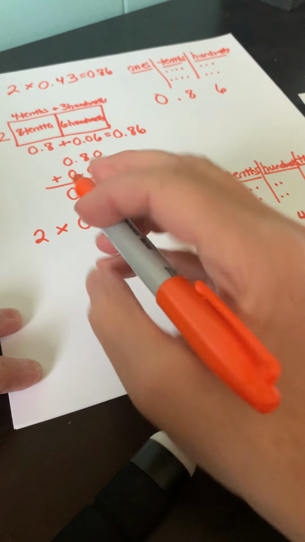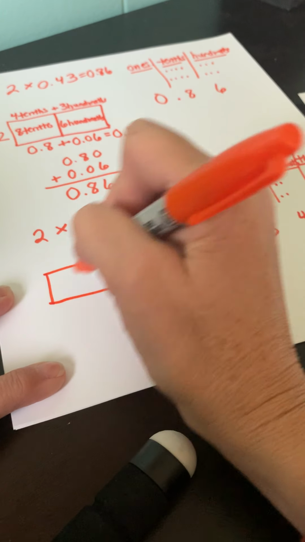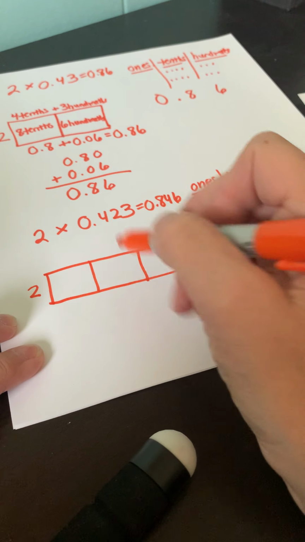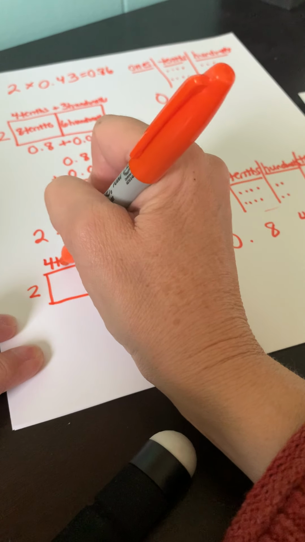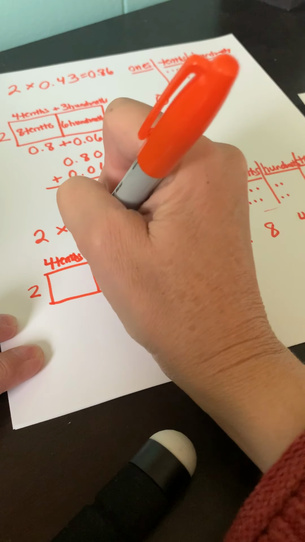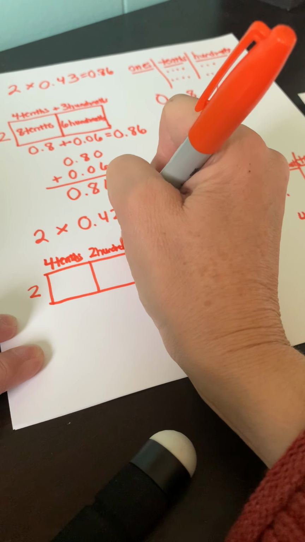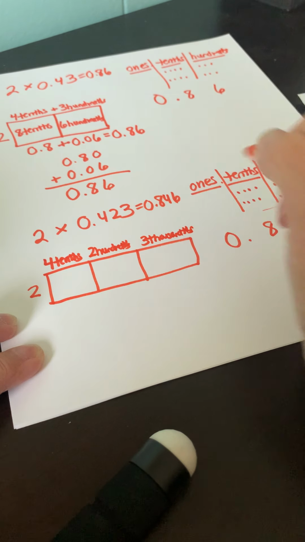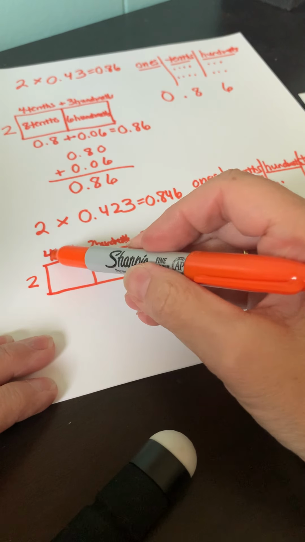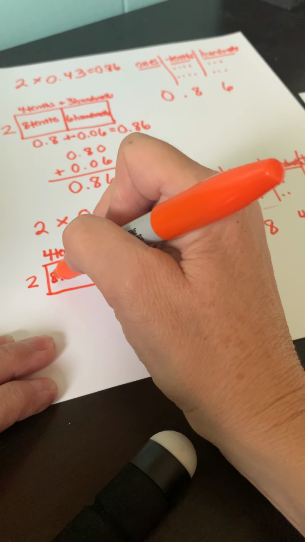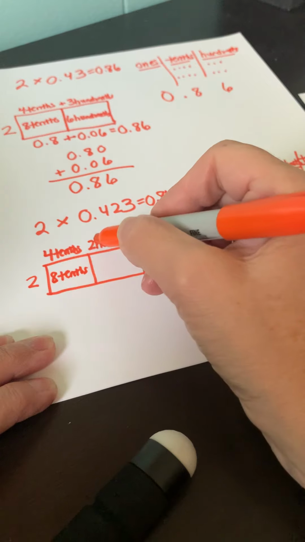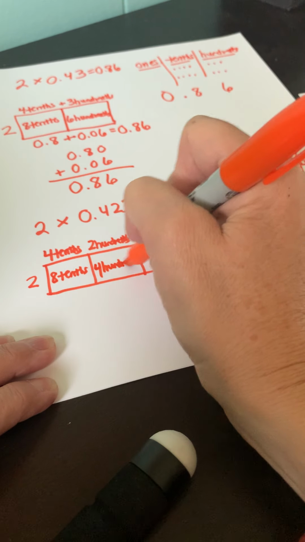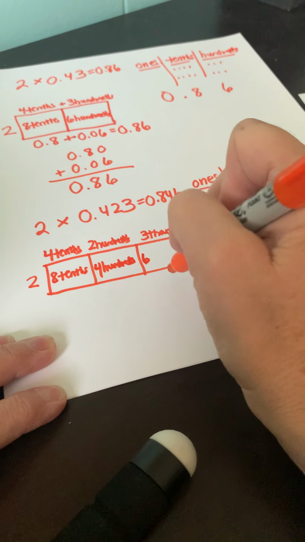So I have 3 place values, so I'm going to need to set up 3 boxes. 2 copies goes here. 2 times 4/10, 2 times 2/100, and 2 times 3/1000. Now I do my math. 4 times 2 is 8. I need my unit, 8/10. 2 times 2 is 4, 4/100. 2 times 3 is 6.